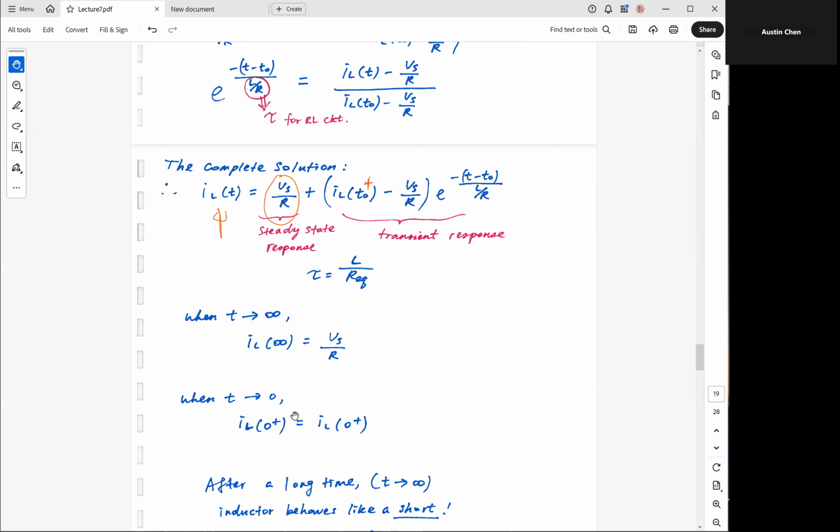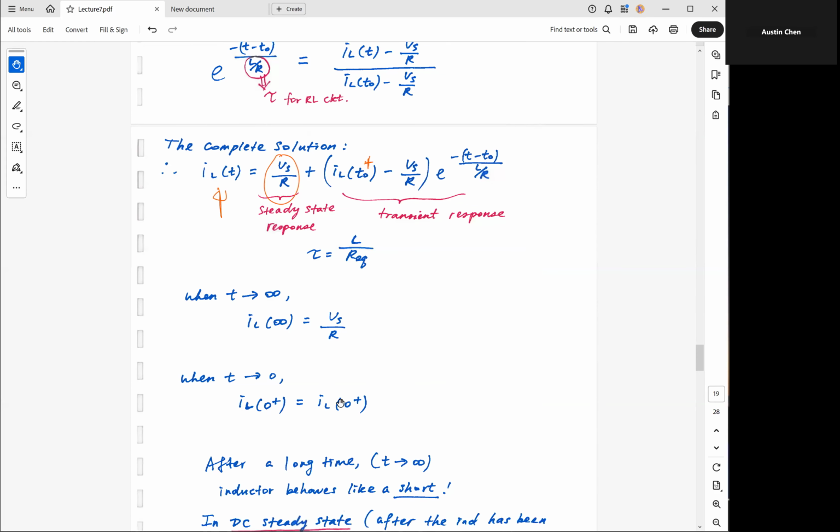Then just some sanity checks here. This is something that you can plug in and check. If you plug in t equals infinity, then you will see that eventually you only end up with Vs over R. So this is the current in the steady state. Similarly, when t is equal to 0, when you plug in 0 here, you will see just the initial value.